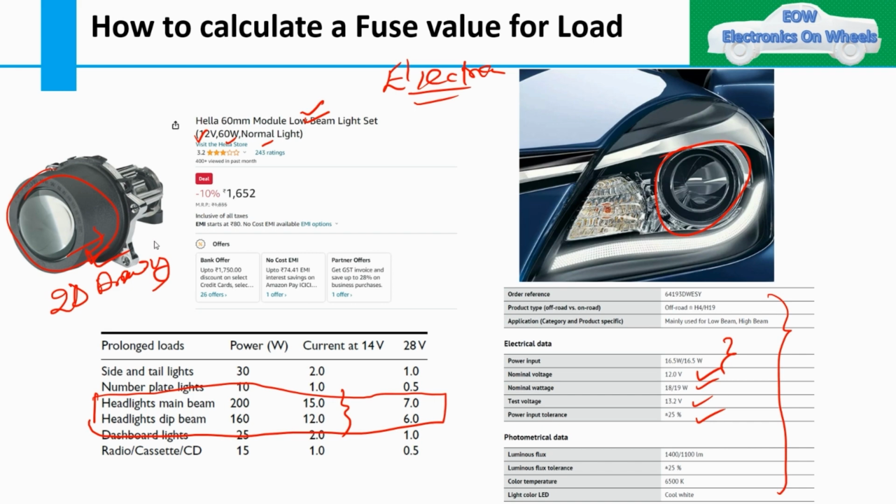So for this particular headlamp, we are going to derive the fuse value. I hope you understand what load we are taking and how we are going to calculate our fuse value. Similarly, you can calculate for many other loads as well, like side tail lamp, number plate lamp, radio cassette. There are different loads, but we will take one particular load and try to calculate this value. And we will see what is the requirement to calculate the fuse value.